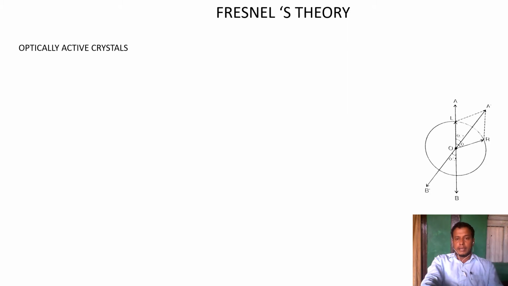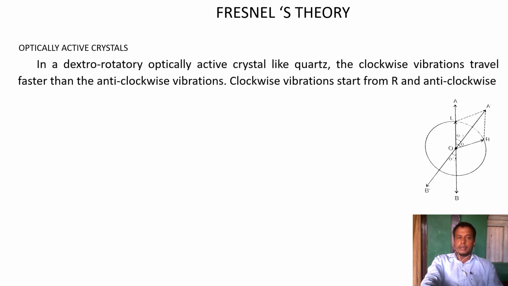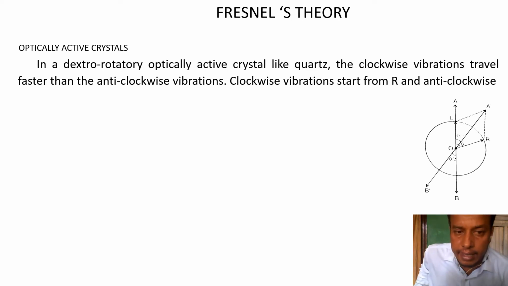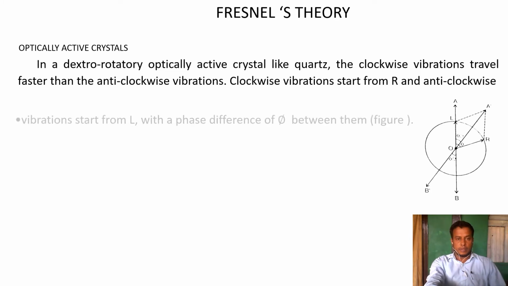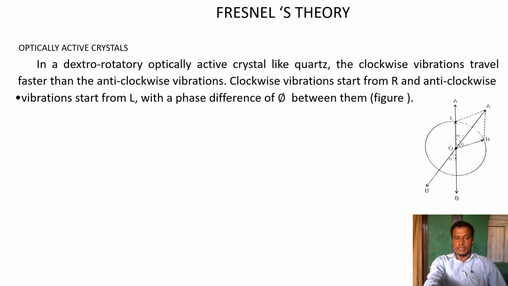When you apply this theory to optically active crystals, taking a dextrorotatory optically active crystal like quartz, the clockwise vibration travels faster than the anti-clockwise vibration, and this clockwise vibration starts from R and the anti-clockwise starts from L. A phase difference is created between them because their speeds, that is velocities, vary. One goes fast and the other slow, so the resultant motion creates a phase between them.